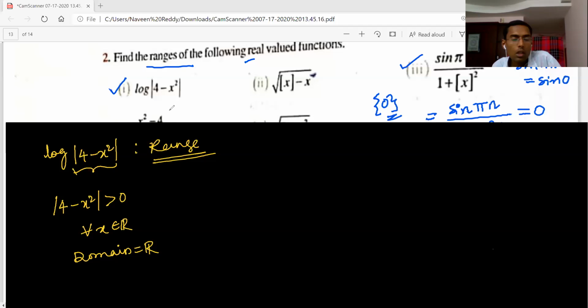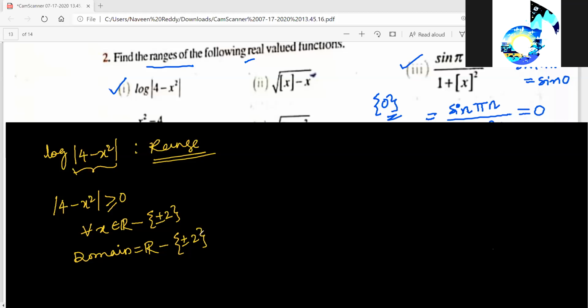First, understand the domain. Domain is all real numbers. That means whatever x value you want, you can take. Because mod is always positive, but it is greater than or equal to 0, where it is 0 we have to remove. This is greater than 0 for all real numbers except plus or minus 2. Plus 2 if you keep, log 0 is not defined. Minus 2 if you keep, log 0 is not defined. Therefore, domain is all real numbers but not plus or minus 2.